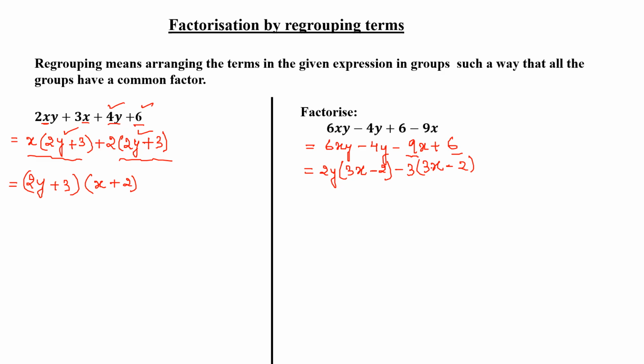Now if you see both the terms, 3x minus 2 is common here, and it is here also, right? It is present in both places. I can take 3x minus 2 as common. So 3x minus 2, if I take common from the first term, I will be left with 2y, and in the second term, it is minus 3. So this is the factorization of the second algebraic expression given over here.